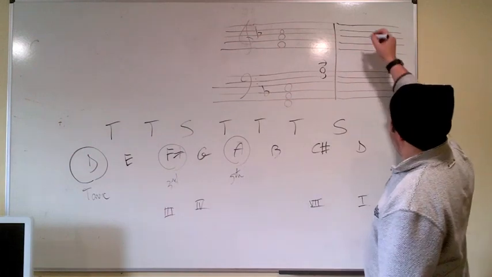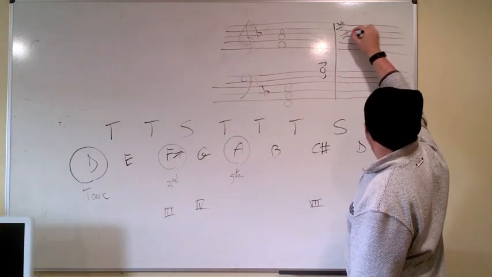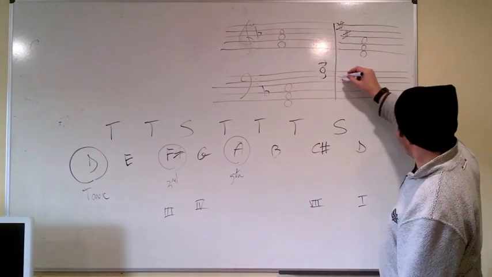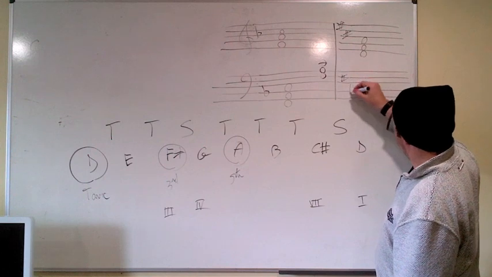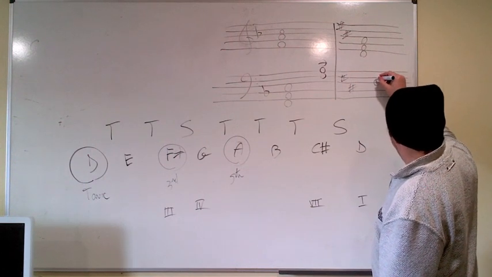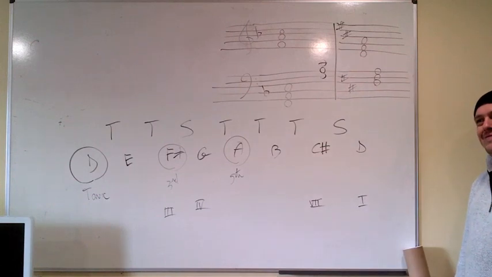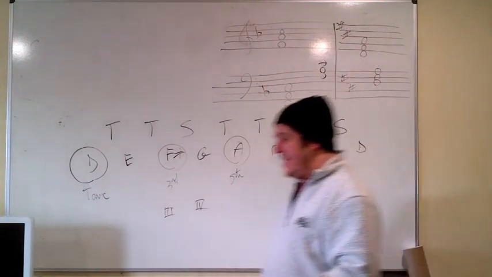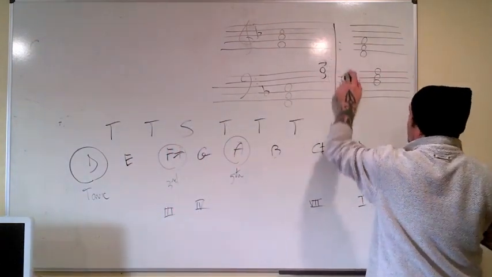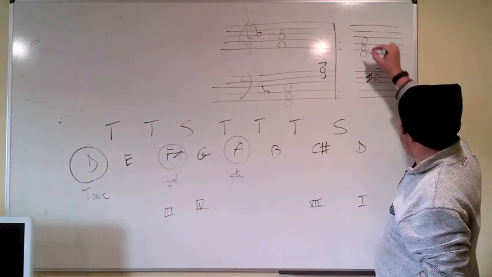So, if you have a key signature, there you go. Now, what's that? Tonic triad. If you haven't got a key signature, you need to show the F sharp.